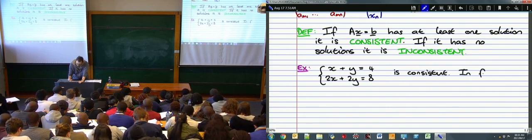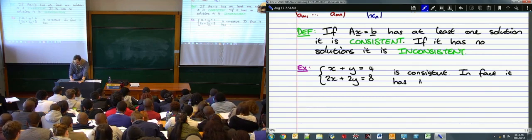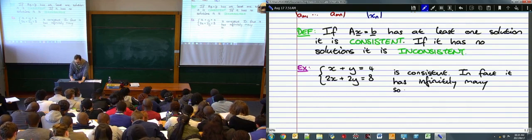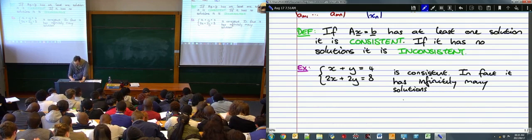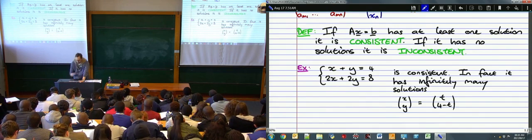And in fact it has infinitely many solutions: x, y is equal to t, 4 minus t.